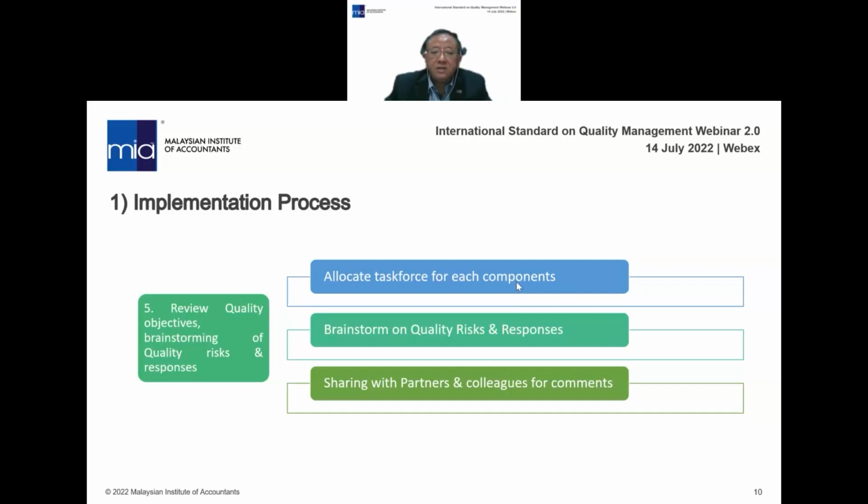And IQC looks at the control. Either you do it or don't do it, without looking at the risk. If the risk is low, sometimes we still have to do it because of the control. But now ISQM1 gives an opportunity to say, well, if the risk is low, after assessment, I can reduce my scope. So that's called scalability.